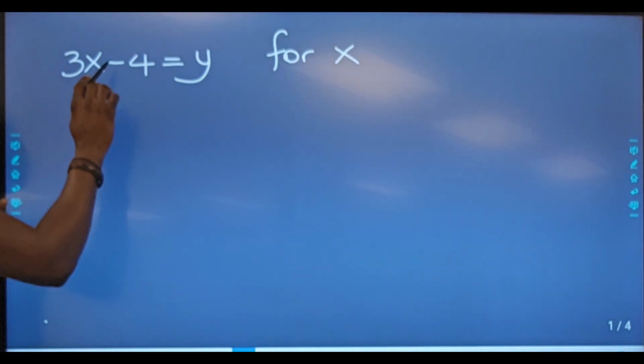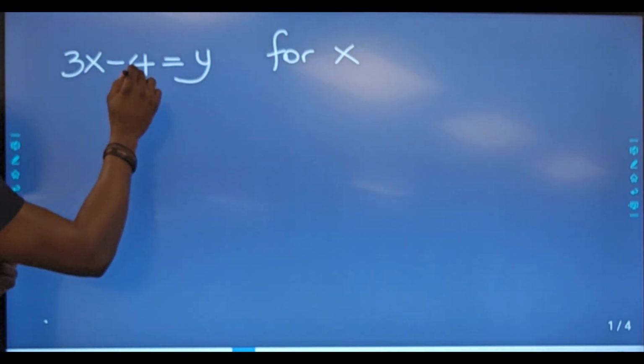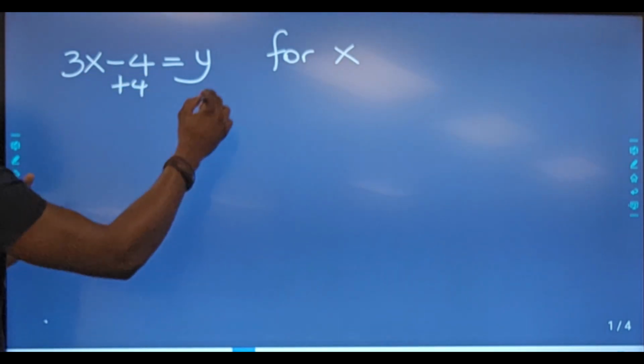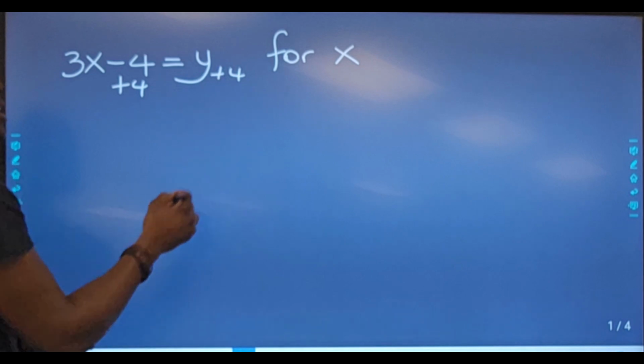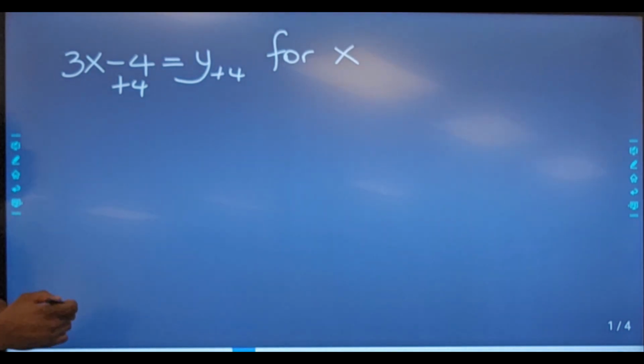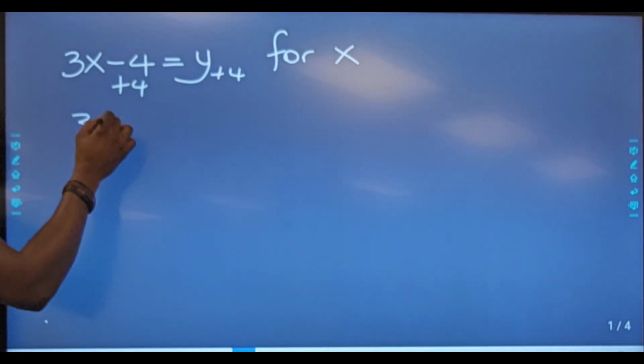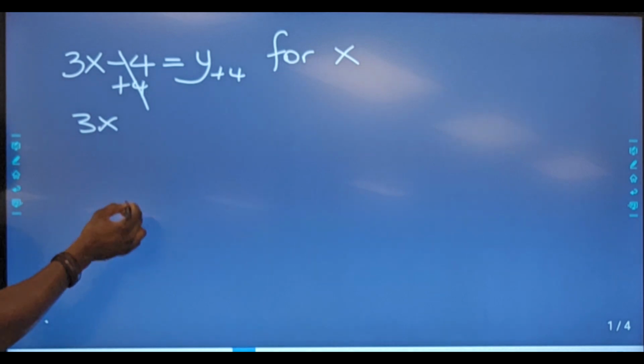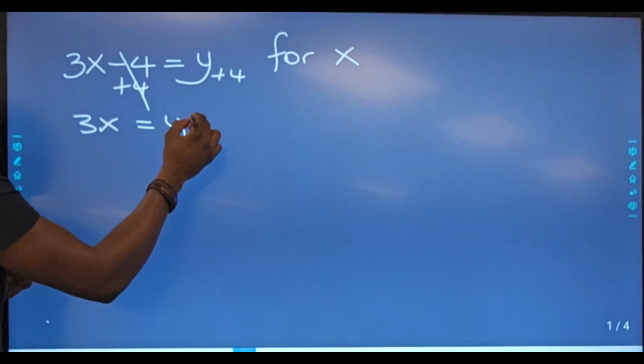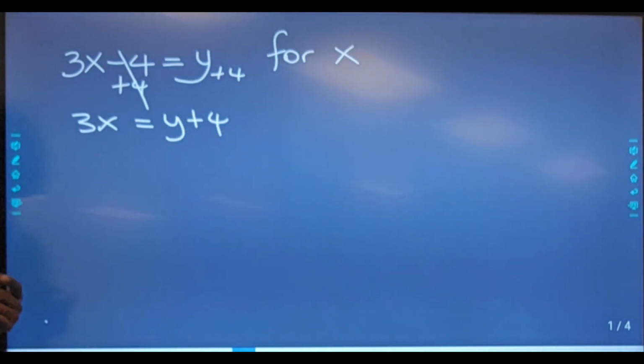The inverse operation of a minus 4 is that we're going to have to add 4. To balance the equation, we'd have to add it to the other side. So let's rewrite what we have. So now we have 3x. Remember that this becomes a 0. And this is equal to y plus 4.